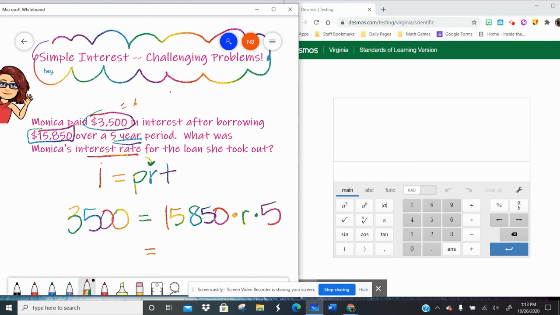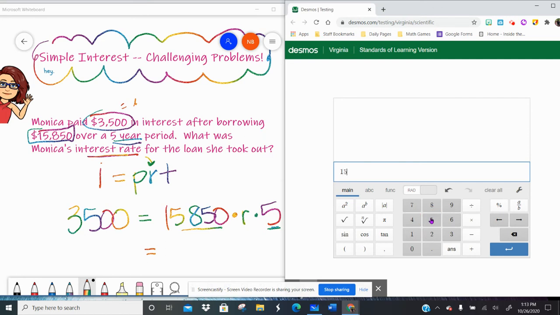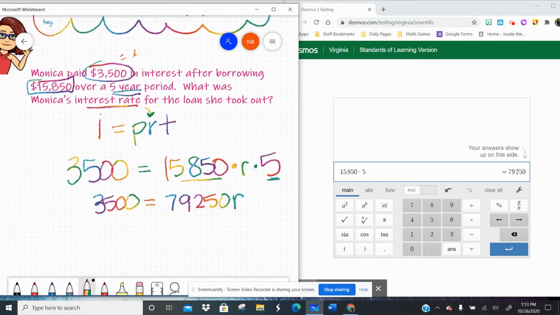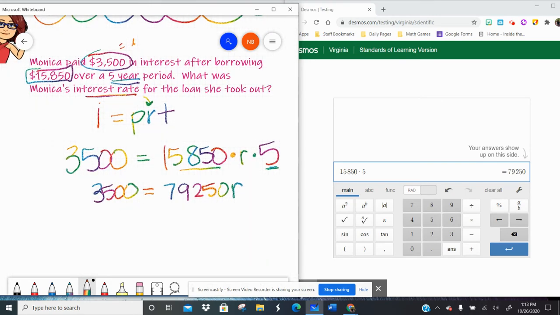From this point, I'm going to combine like terms. I'm going to multiply the principal times the time. So 15,850 times 5, which is now 79,250, and we bring down that R on the right-hand side of the equation. We're also going to bring down that 3,500. So then now we have to calculate, well, what is R?